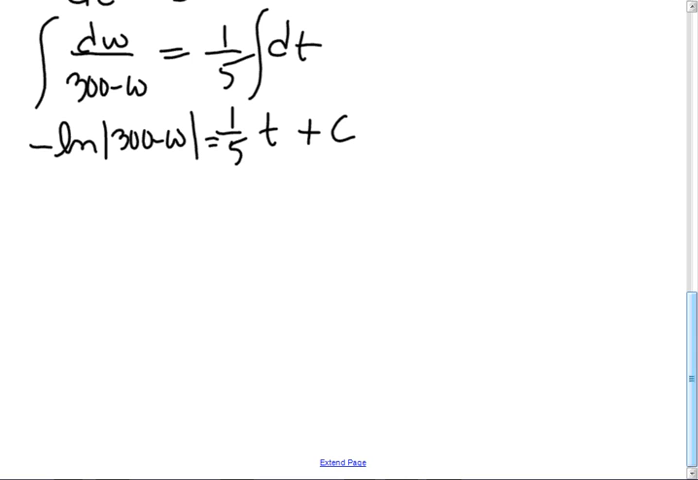Because of this negative w in there, you need to do a u substitution if you don't see it. Right, if it were w minus 300, we'd be okay. But if you do 300 minus w and you do du, that's equal to minus dw. So there's the negative sign.